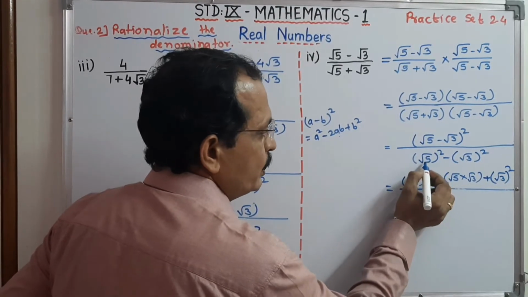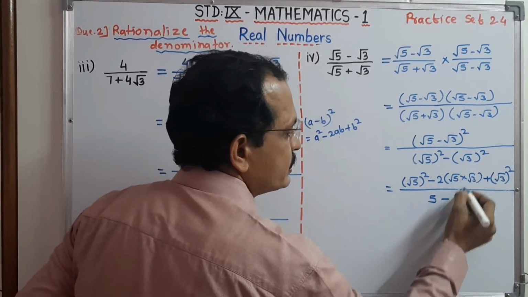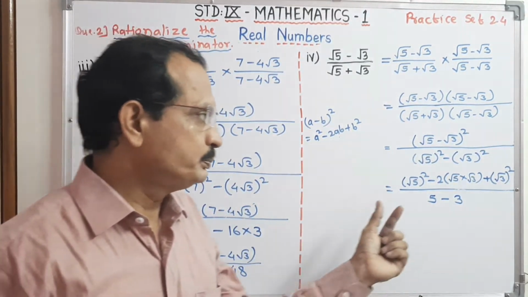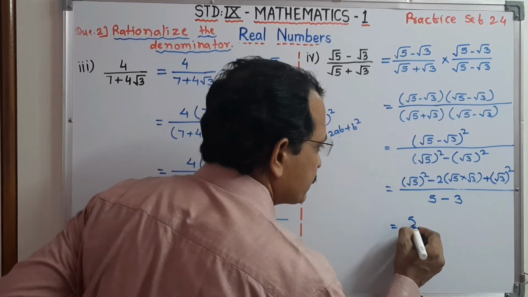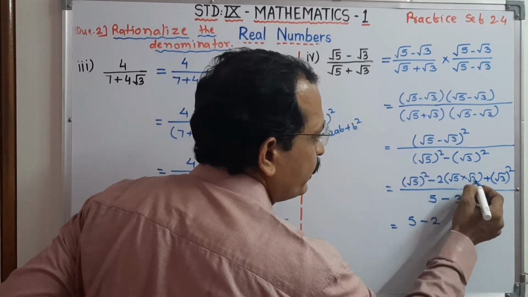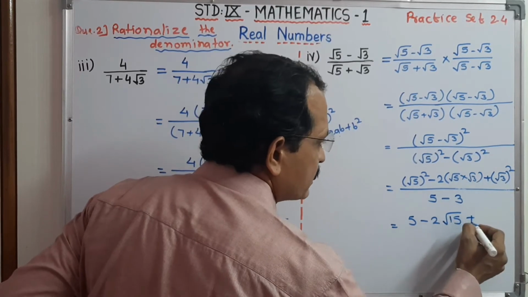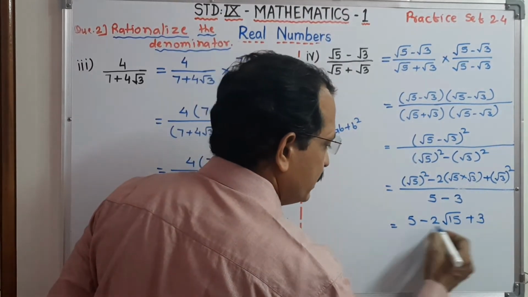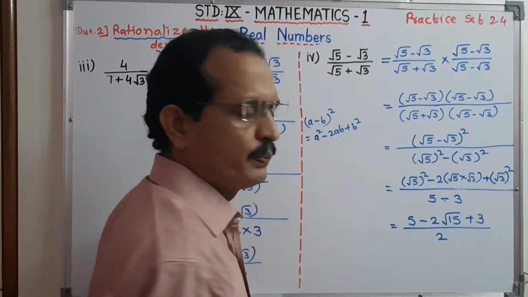And here square of root 5, it is 5. And here it is 3. Isn't it? Now solve this. Find out the square of root 5. It is 5 minus 2 into root 5 into root 3, it is root 15, plus square of root 3. Square of root 3 is 3, and here it is 5 minus 3, it is 2.